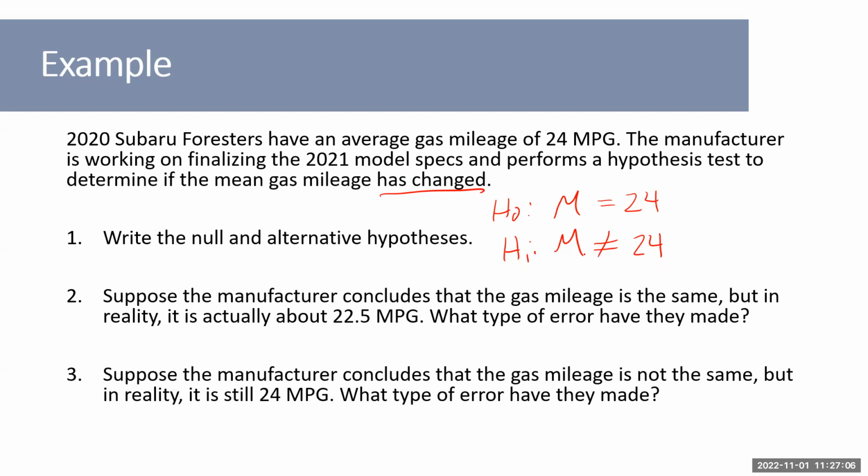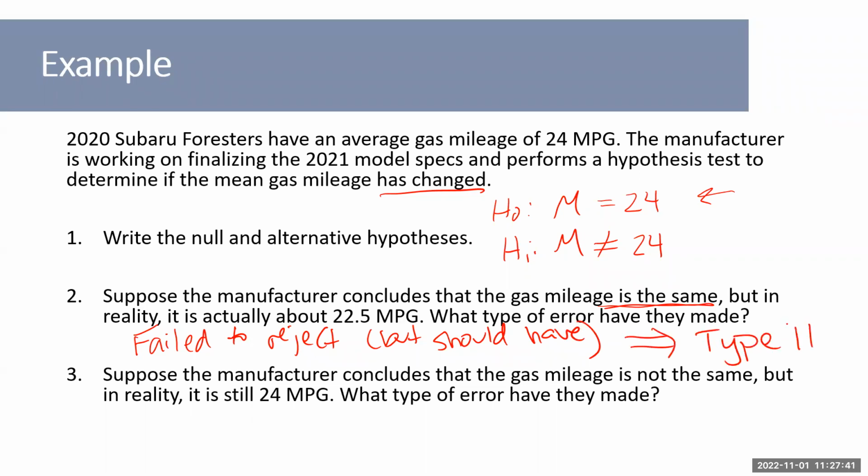Now, number 2. Let's say that the manufacturer concludes the gas mileage is the same, but in reality, it's about 22.5. What type of error was made? Well, what did they conclude? They concluded that it was the same. So that means that they concluded this one, okay? So they did not reject, but they should have. If they did not reject, then they could have made a type 2 error. Remember, that's the only type of error that you can make if you fail to reject, because a type 1 requires that you reject.